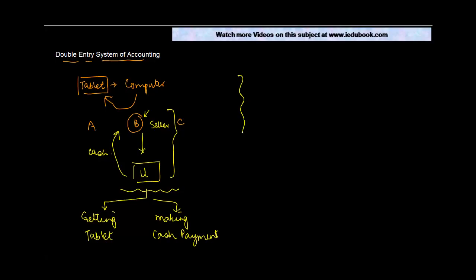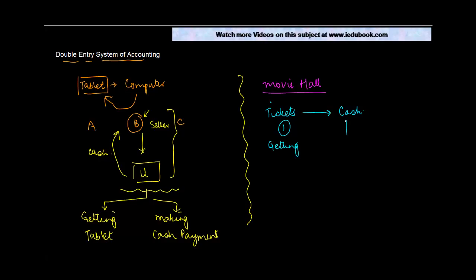right? Let us take another example. You go to a movie hall, and you purchase some tickets, right? You get the tickets and again you pay cash. So there are two aspects. One, you are getting the tickets, and second, you are making the payment in cash.